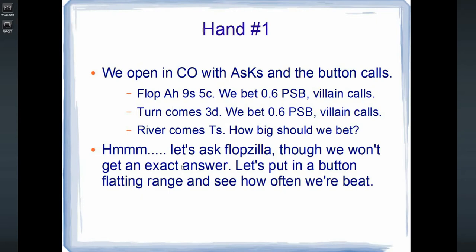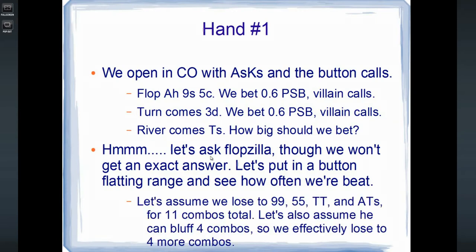Let's put in a button flatting range and see how often we're beat. You can do that, but even off the top of your head, you should probably have a good sense of what types of hands your opponent can have in this situation that beats ace-king suited. You can pause for a moment and write it down or think to yourself and see if we agree. I think we lose to pocket 9s, pocket 5s, pocket 10s, and ace-10 suited for 11 combos total.